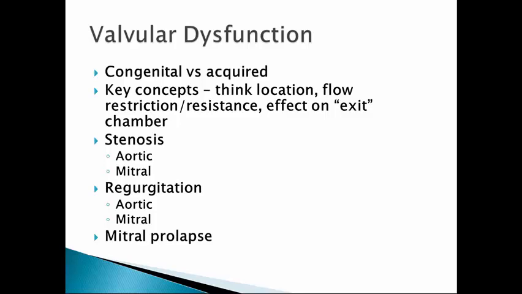So in an aortic stenosis, remember the aortic valve is between the left ventricle and the aorta. An aortic valve stenosis would lead to left ventricular enlargement and decreased circulation to the periphery. This is the most common valvular dysfunction in individuals over the age of 65. And it is one of the more common congenital valvular defects.